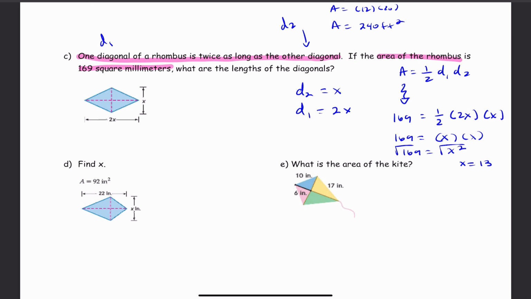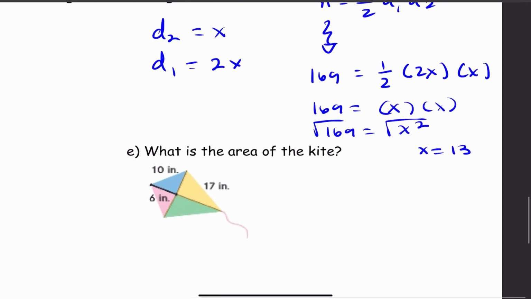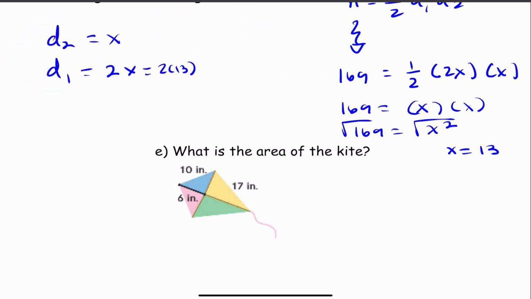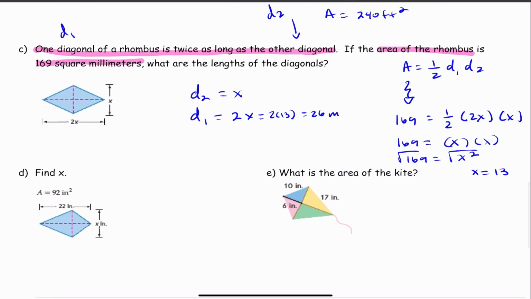So I'm not done. I solved for x. How long is diagonal 1? Well, diagonal 1 is 2 times x, right? So 2 times 13, I need more room, so that's 26. 26 what? Millimeters. You don't say millimeters squared because you're going back to one-dimensional land. So there should be an invisible one right here. So 26 millimeters. And then diagonal 2 is just simply 13, so it's 13 millimeters. And these are your answers.